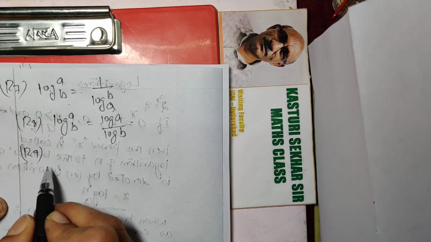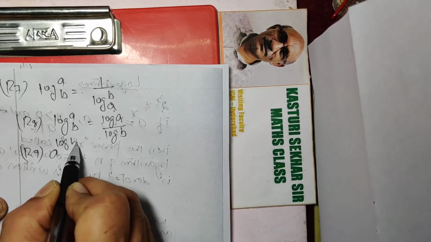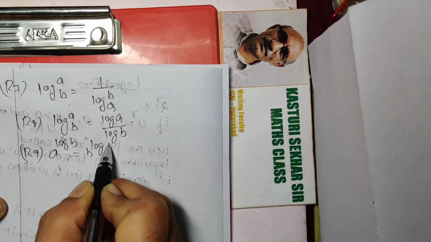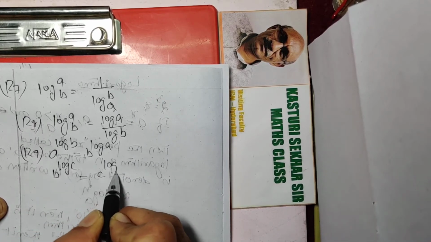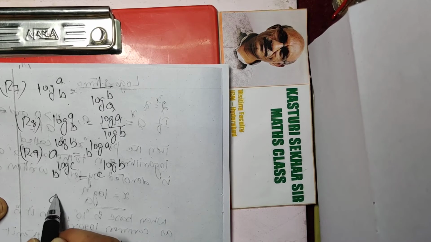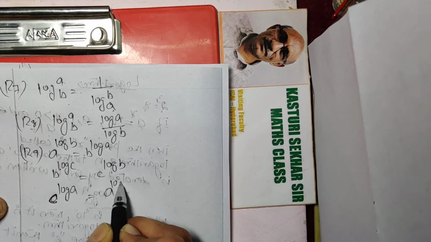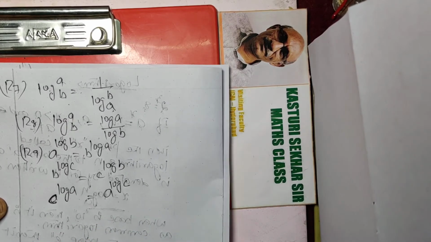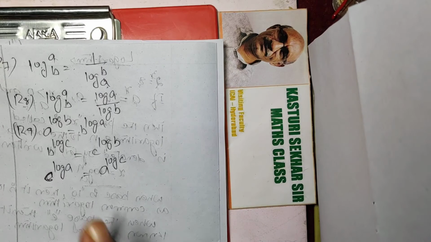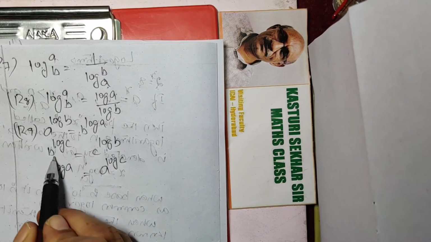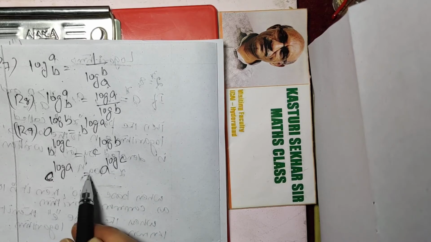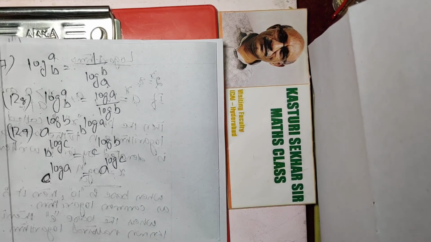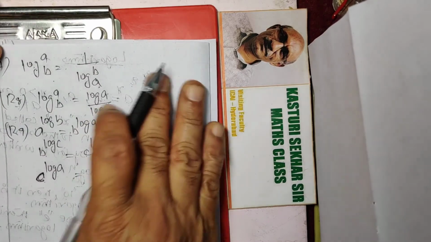Result number 9. A to the power log B is equal to B to the power log A. B to the power log C is equal to C to the power log B. C to the power log A is equal to A to the power log C. This is result number 9.